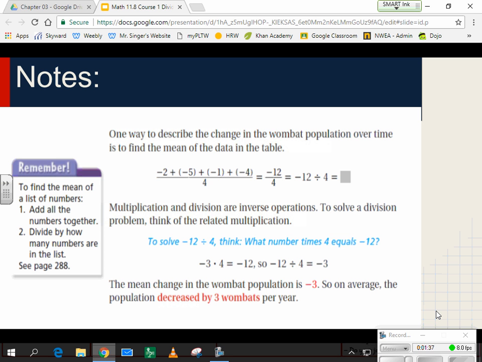Well, we follow the same rule as we did with multiplication. If the signs are different, we're going to have a negative result. If the signs are positive, or the same, we're going to have a positive result. Well, here when we do -12 divided by 4, we get -3. So what does that tell us? On average each year, the Australian wombat population is going down by 3. So we can use this scenario to work through and make sure we know how to divide integers as we move forward. Nothing needs to be written down yet.